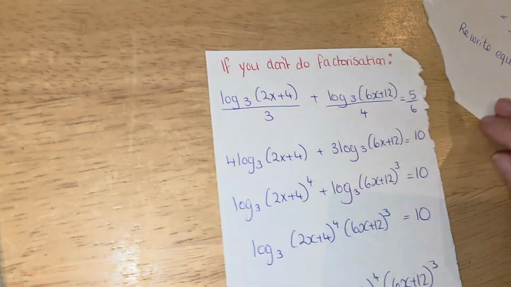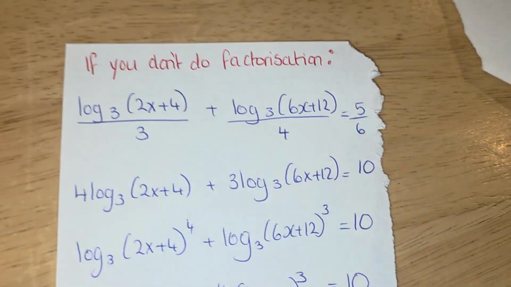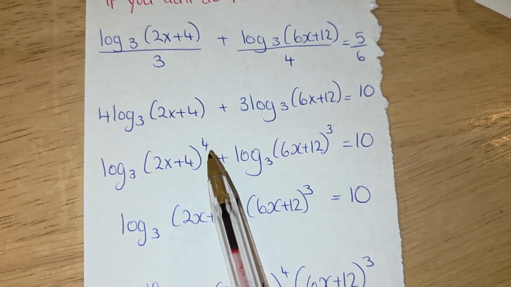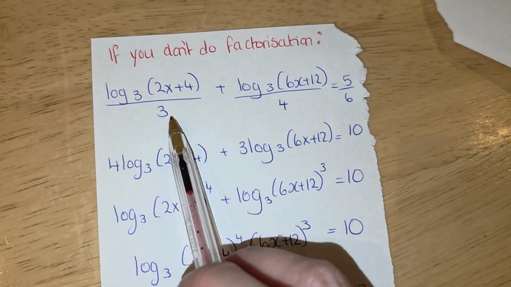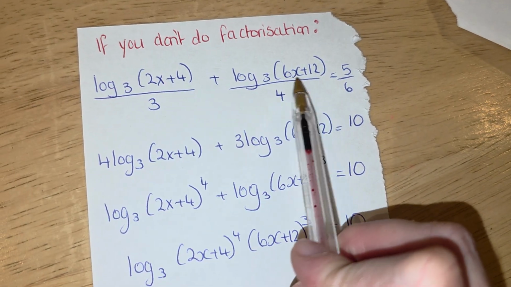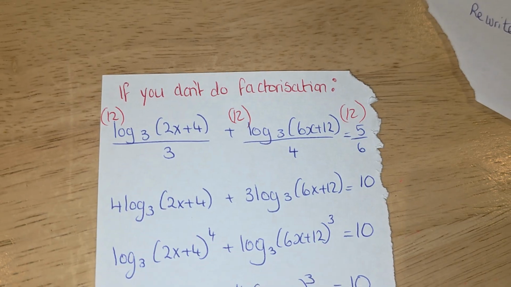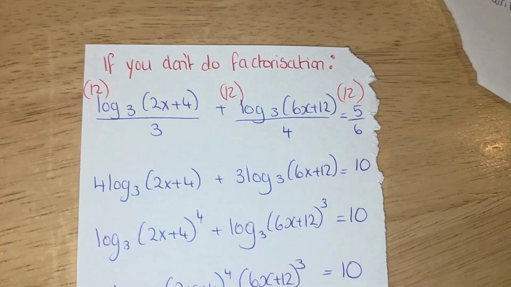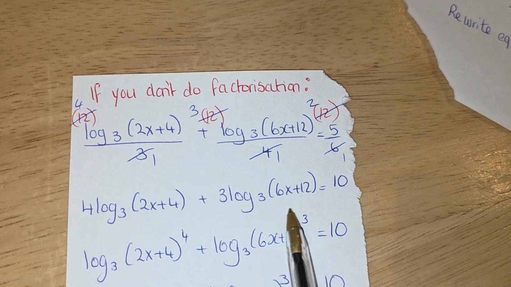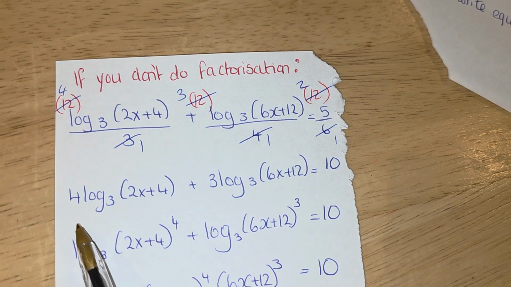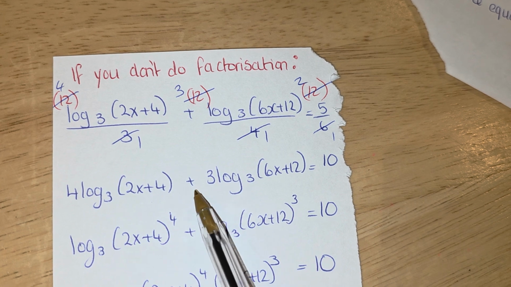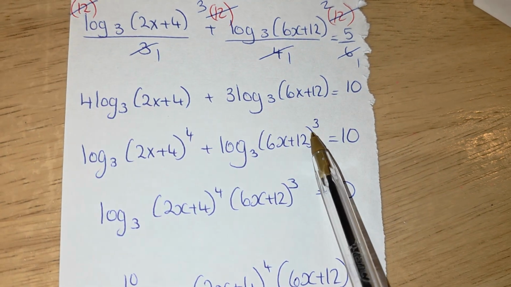Still doable, but it will look much harder and you'll think that you've done something wrong. So when I get to this stage, and I didn't bother doing the factorization of the two brackets, I got rid of the fractions by multiplying across by 12. I simplified above and below next. Then I got this line. I brought the 4 up and put it on the power. I brought the 3 up and put it on the power. So now it looks like this.